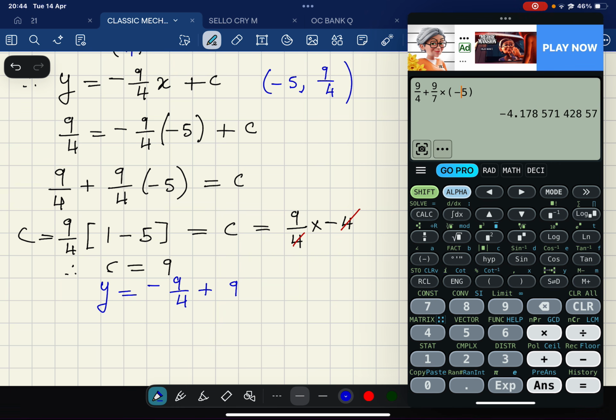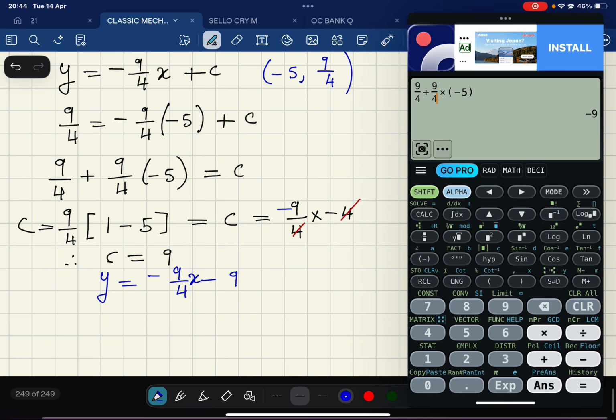Oh, it's 4 there, it's not 7. It's 4, which is negative 9. Yes, it's negative 9. I forgot, which means here is negative 9. Then we have x here. That's the equation of the tangent.